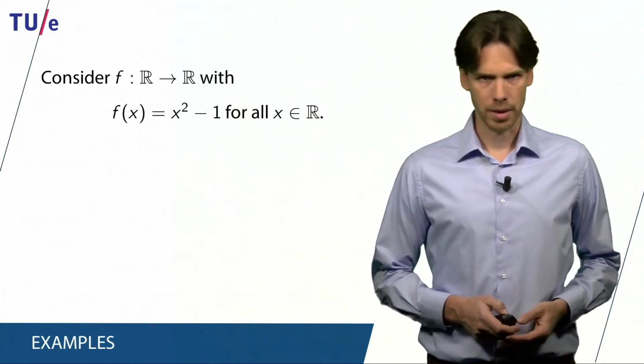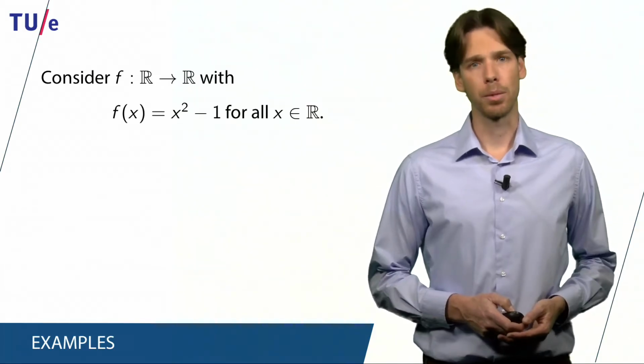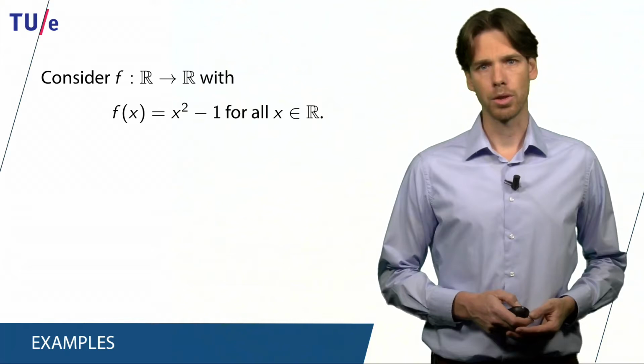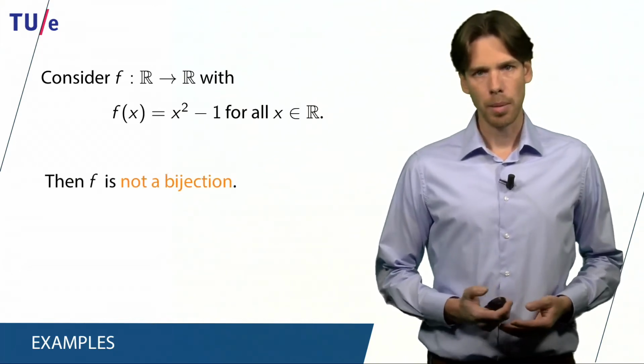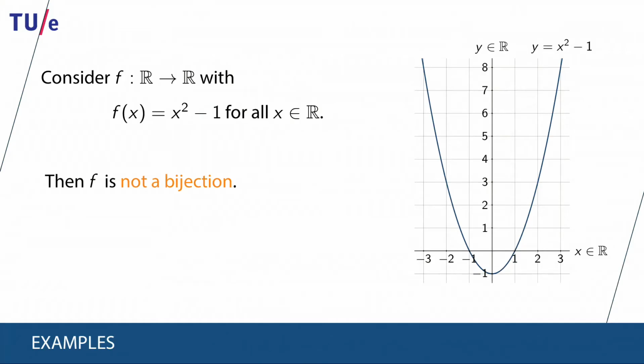Let's consider a couple of examples. First, let's consider the mapping f from real numbers to real numbers, such that f of x is x squared minus 1 for all real numbers x. This mapping is not a bijection. To understand why, let's have a look at its graph. The mapping f fails the requirements for being bijective in many ways.